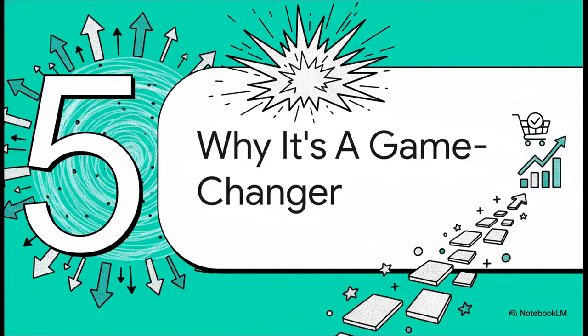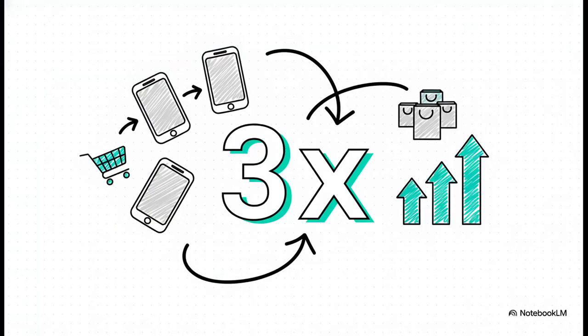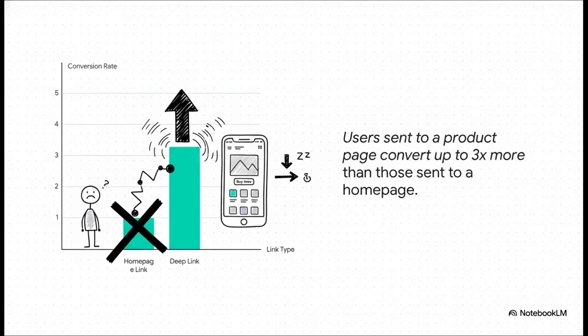So we've covered the what and the how, but now for the most important part. The why. Why should you go through the trouble? Well, because doing this right isn't just a small tweak, it is a complete game changer for your most important metrics. Just take a look at this number. Let it sink in for a second. 3 times. That is a massive multiplier. But 3 times what? Your conversion rate, that's what.